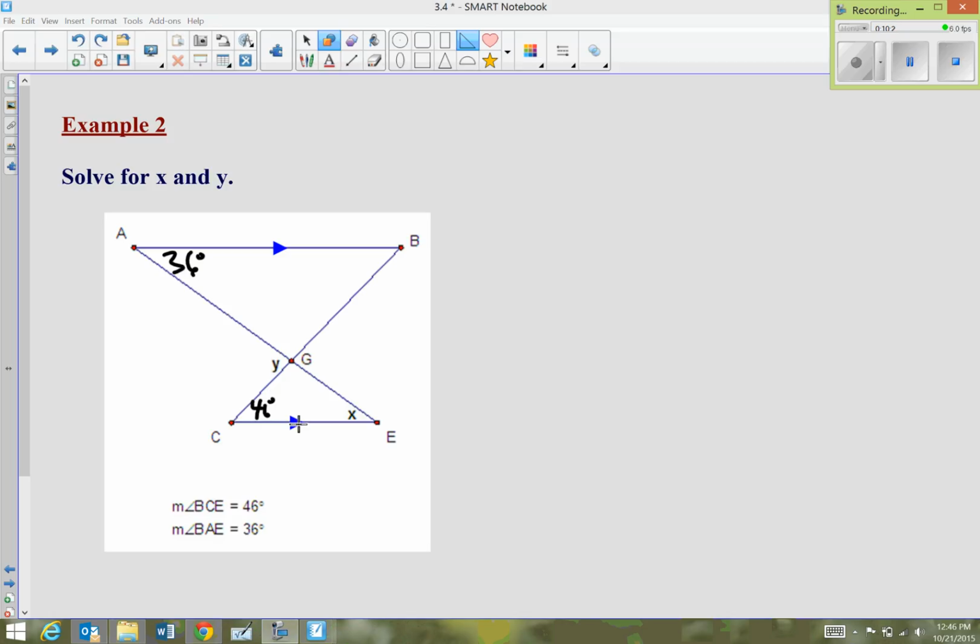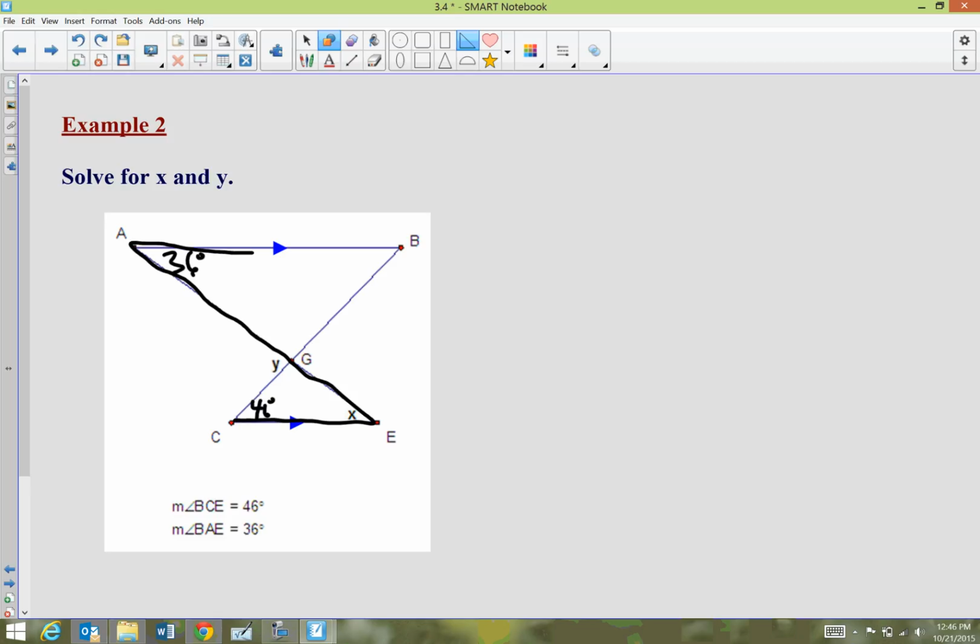I notice that I've got parallel lines, right? These arrows tell me parallel. And I notice that x is an alternate interior angle, right? If these lines are parallel, this guy's the transversal. So we've got alternate interior angles. And we know that when we have parallel lines, alternate interior angles are congruent. So x is actually equal to 36 degrees.